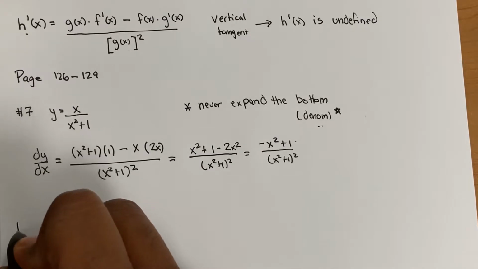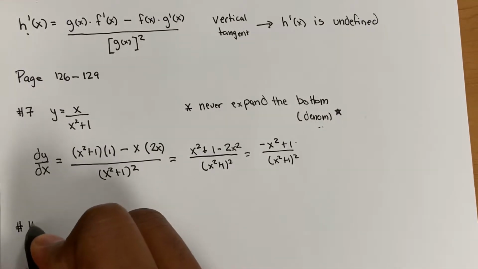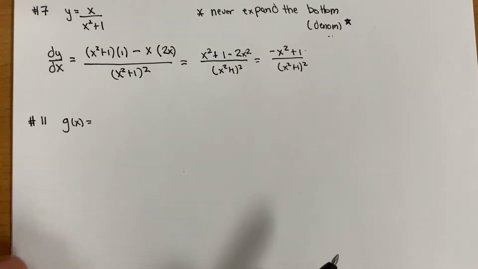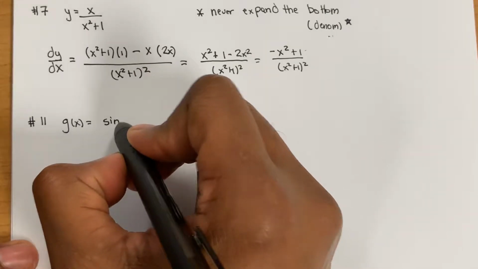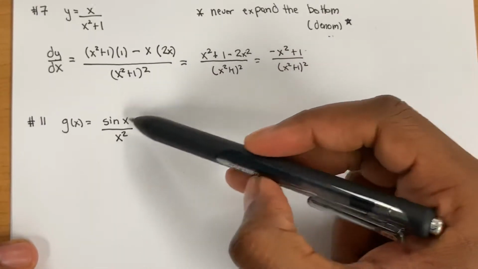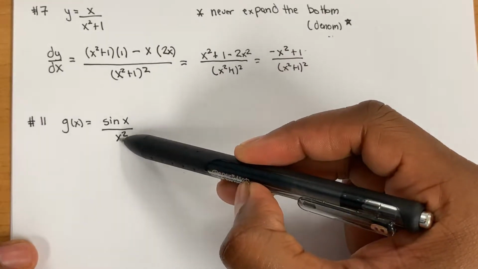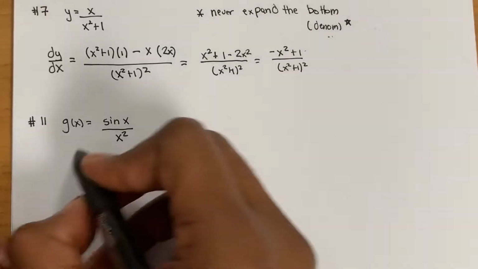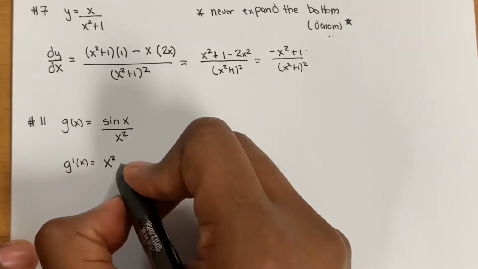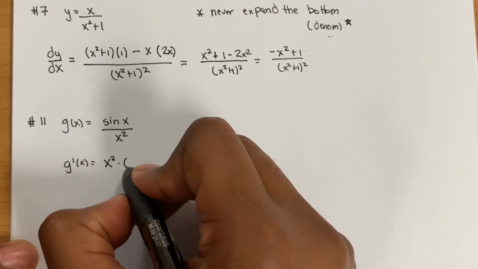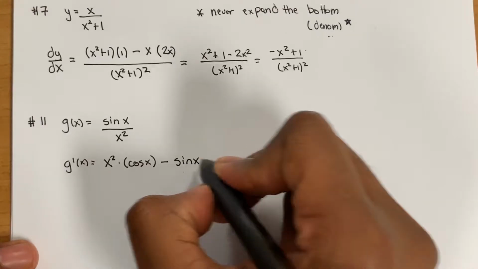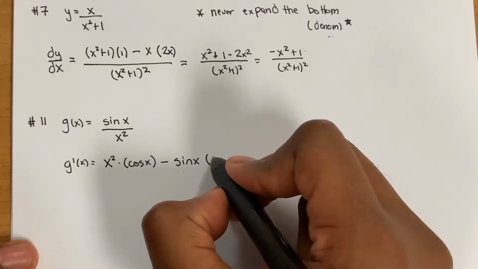Next example we're going to do is number 11, where we have g of x equals sine x over x squared. Point of order is that we can't cancel out x over x squared. It's a thing I've seen in the past. Don't do that. The derivative is going to be the low function, which is x squared, times the derivative of sine x, which is, we'll just put cosine x in parentheses, minus the top function, which is sine x, times the derivative of x squared, which is 2x.